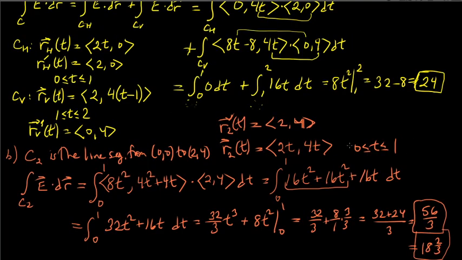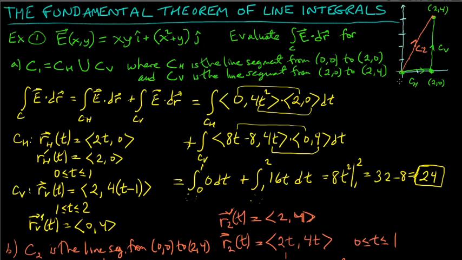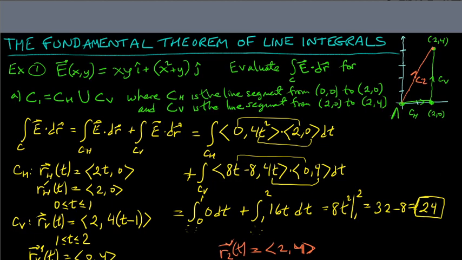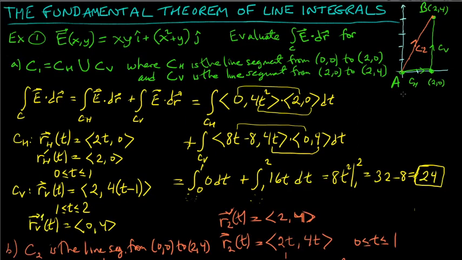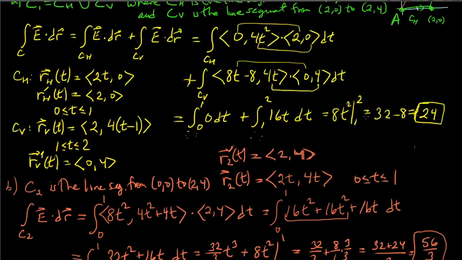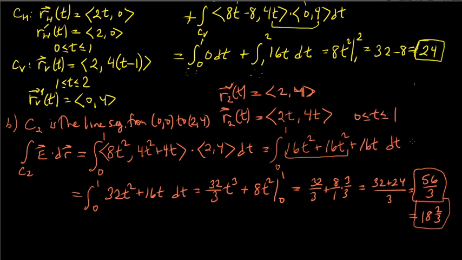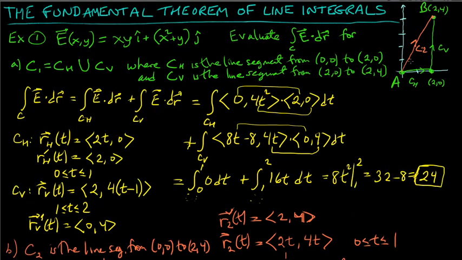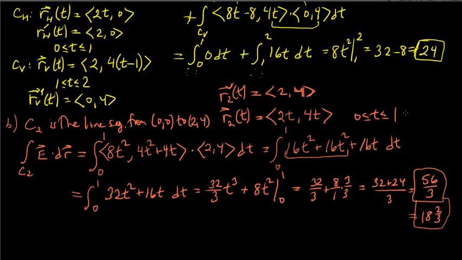Okay, so notice that we're starting at the same point, 0, 0 here. So point A and point B are the same. We're starting at point A, ending at point B, but we're going along two different paths. In the first path we go to the right and then up, and in the second path we go directly there. So there's no reason to think we would get the same answer for both, because they're along different curves. All right, so next example.